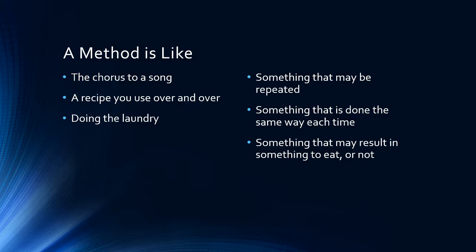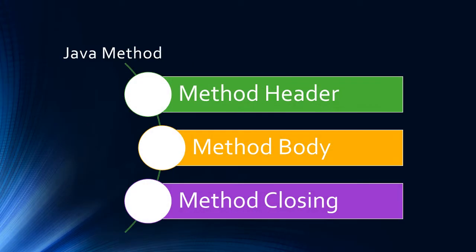So a method is like some things. You could think of it as the chorus to a song, like something that could be repeated over and over. It could be a recipe that you use over and over, and you hope that you can do it the same way each time. Kind of like doing the laundry. You might get clean clothes, you might not. But that's what a method is like, a finite task that we can do repeatedly or that has a logical function.